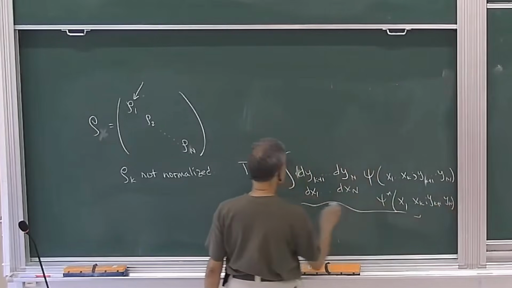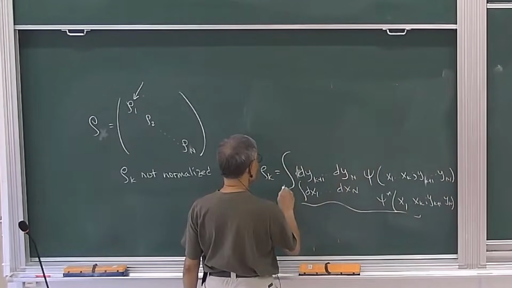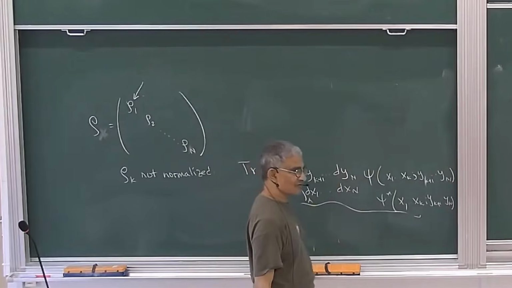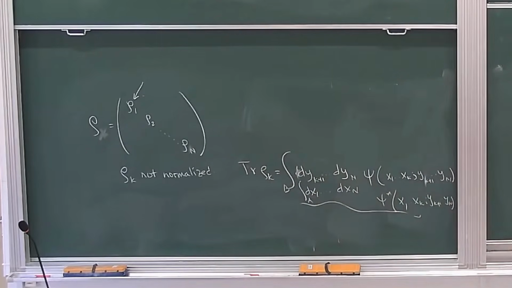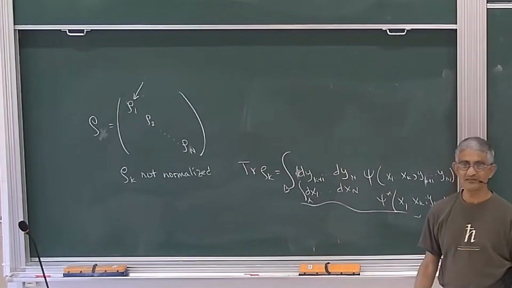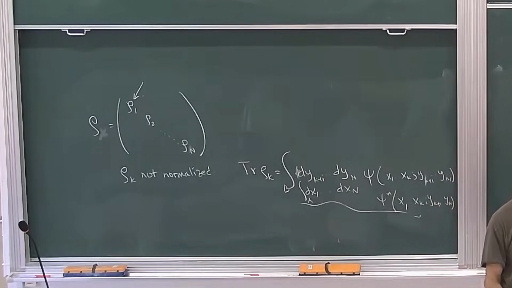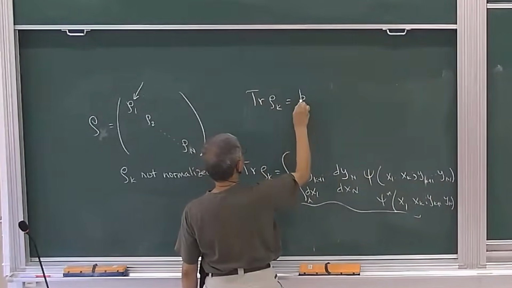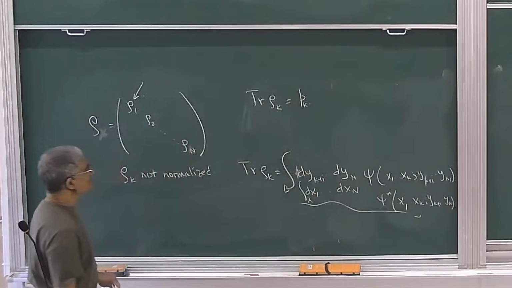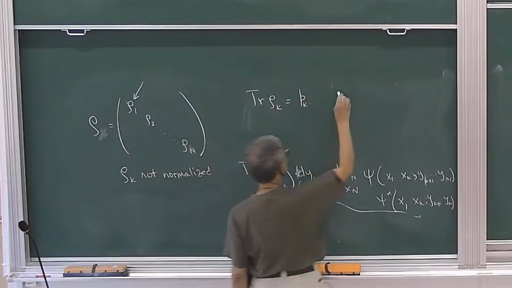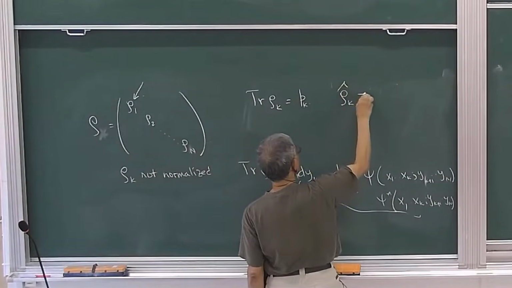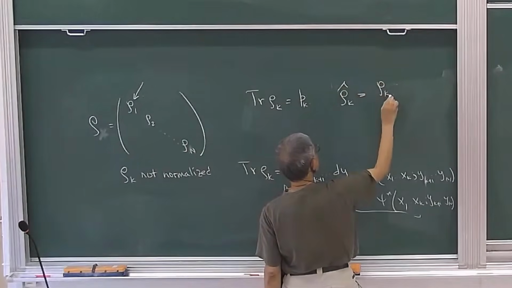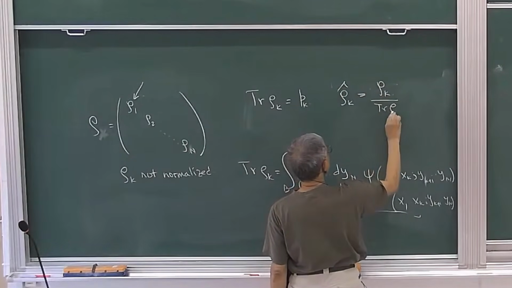So this object, the integrals over y are over b, the integrals over x are over a. Okay? And this is clearly just the probability to find k particles in that region, given your original wave function. Okay? So trace of rho k is a probability. I can define a normalized object, which is sometimes useful. Trace of rho k.